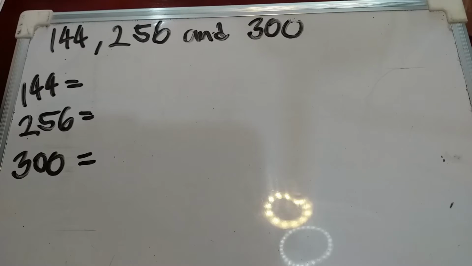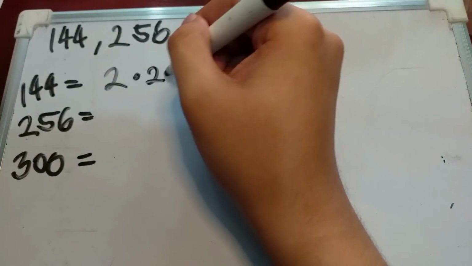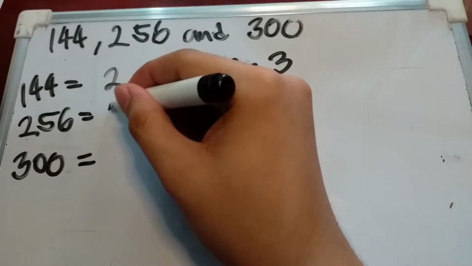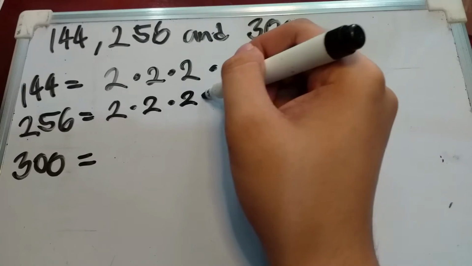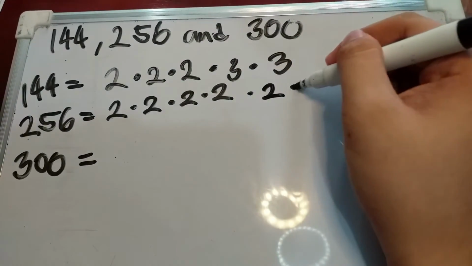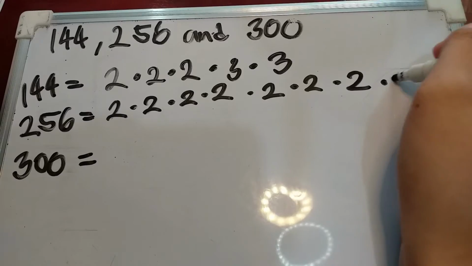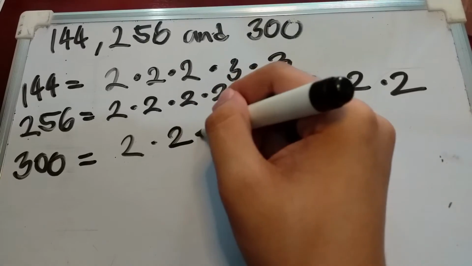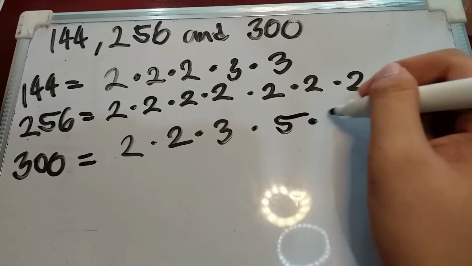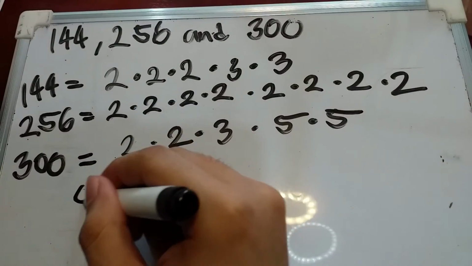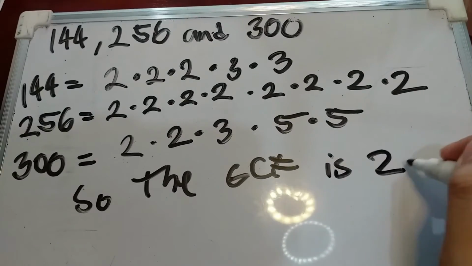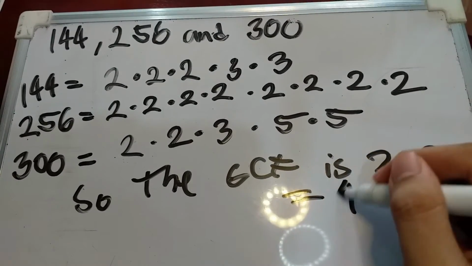This example is 144, 256, and 300. 2 times 2 times 2 times 2 times 3 times 3 is equal to 144. 2 raised to the 8th power is equal to 256. 2 times 2 times 3 times 5 times 5 is equal to 300. So the GCF is 2 times 2 equal to 4.